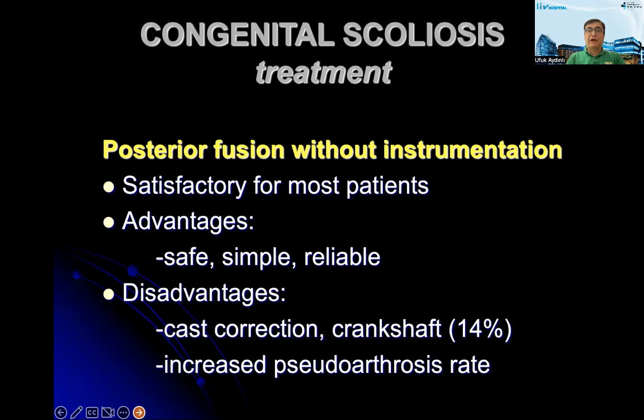Posterior fusion without instrumentation is sometimes satisfactory. The disadvantage is that we need to use cast correction, and there could be a crankshaft phenomenon and an increased risk of pseudoarthrosis. Nowadays, we don't use this technique. Most of the time, if we are going to do posterior fusion, we always use instrumentation.